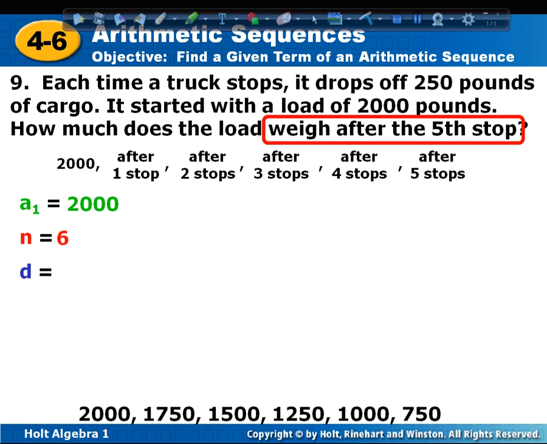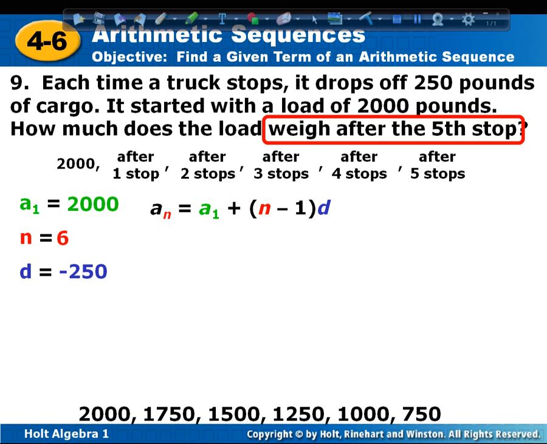So N is actually 6 here, because it would be after the 5th stop. So it would be the 6th term. And here we have negative 250. Now, it's negative because we're dropping off the cargo. So we're subtracting or adding a negative 250 each and every time here. We're not adding 250, we're taking away 250 pounds each time.